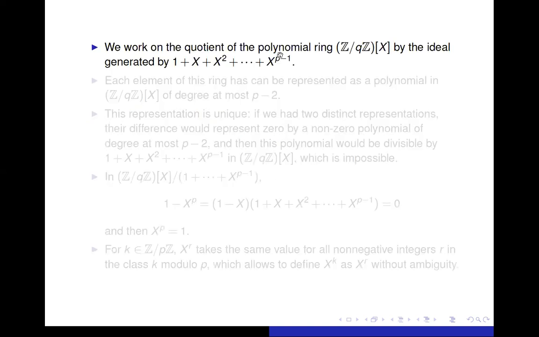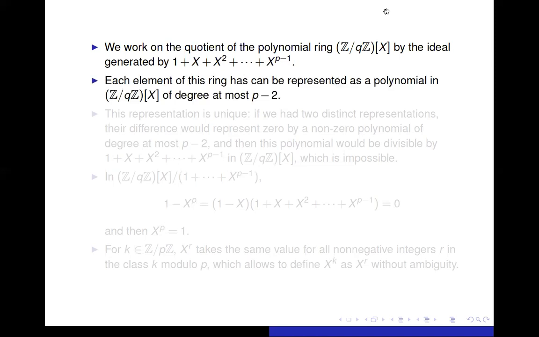So to prove that, I work on the following ring. I take the polynomial ring Z/qZ[x], and I quotient by the ideal generated by 1 + x + x^2 + ... + x^(p-1). So in this ring, an element can be represented by a polynomial of degree at most p-2.